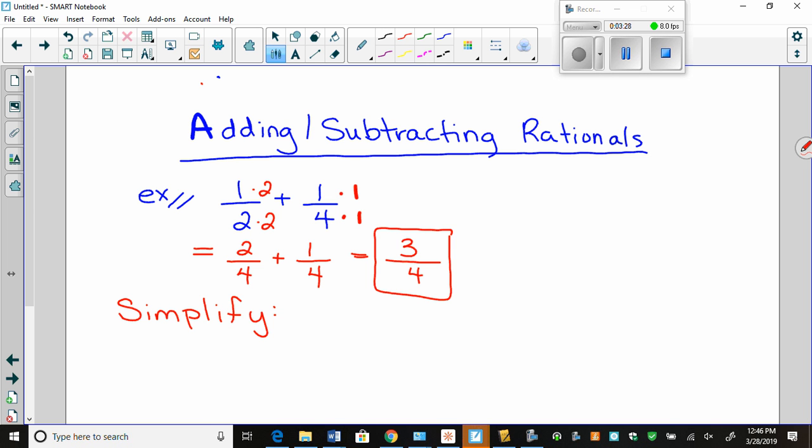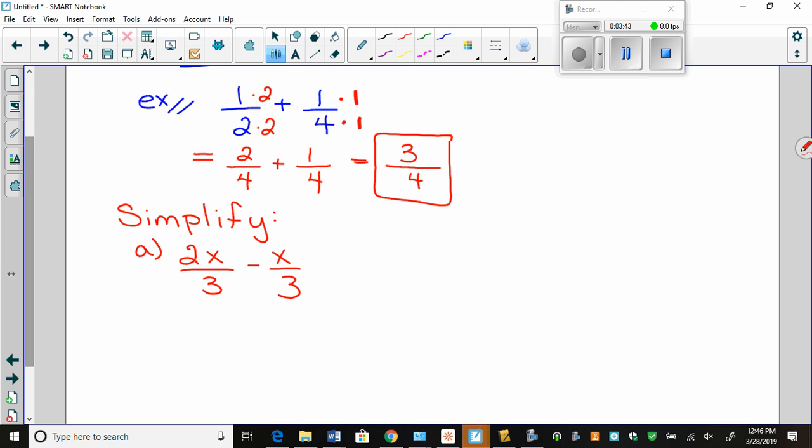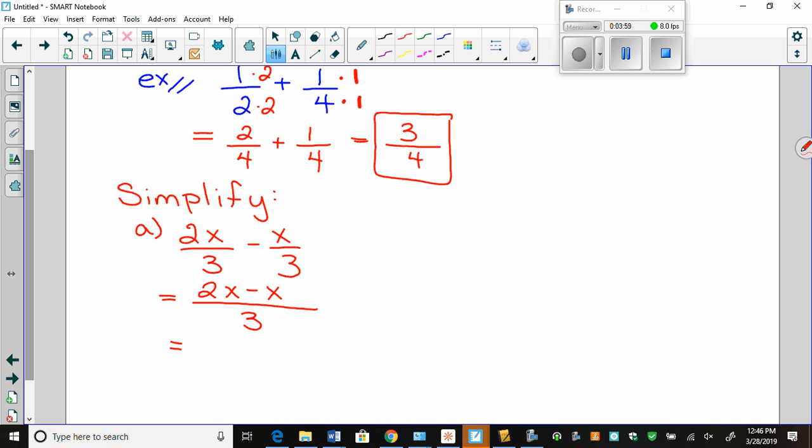So simplify A. 2x over 3 minus x over 3. Why is this one nice? Because they already have a common denominator, and they have little monomials on top. So we're going to get it equal to 3 in the denominator because it's common, and then the top I have 2x minus x. What can I do then? Combine like terms in the numerator. What's 2x minus 1x? x over 3.